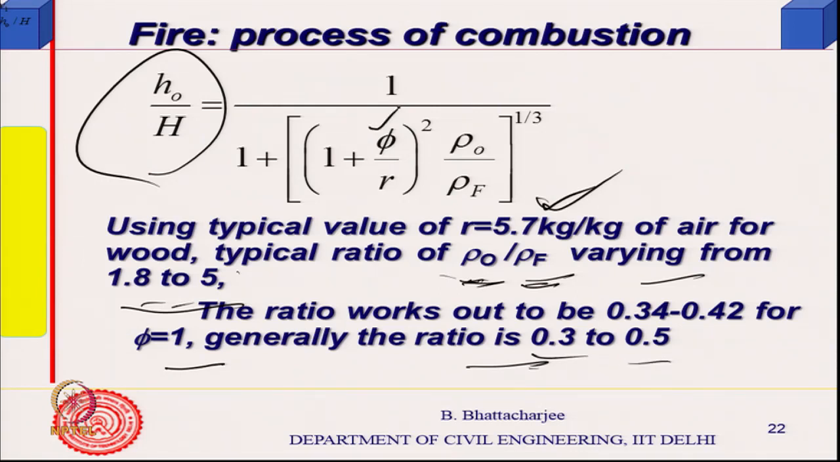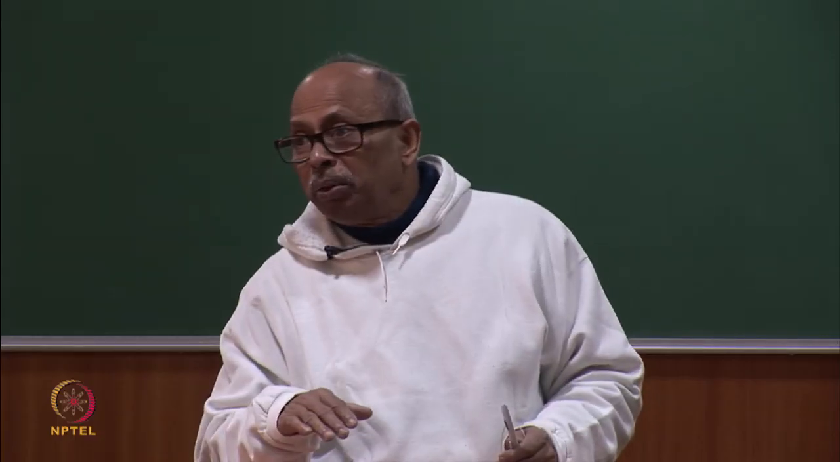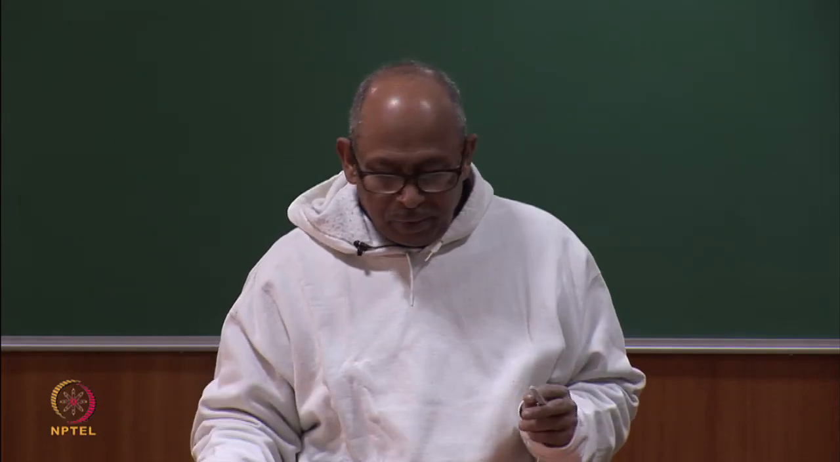So, if I take an average value, 6.8 divided by 2 is 3.4. I put this equal to 3.2, this equal to 1, this as 5.7, then I can get a value of H0 by H, which will work out to be about 0.3 to 0.5. So, the bottom area is about 30% to 50% of the window height.